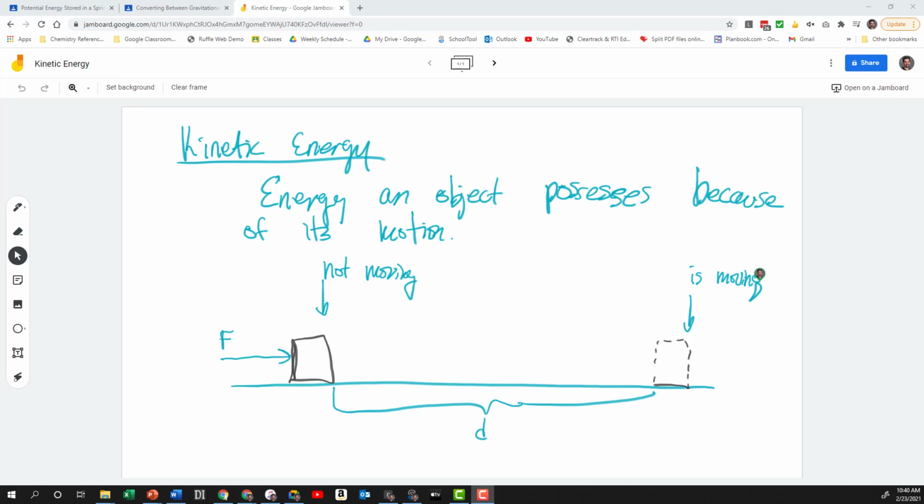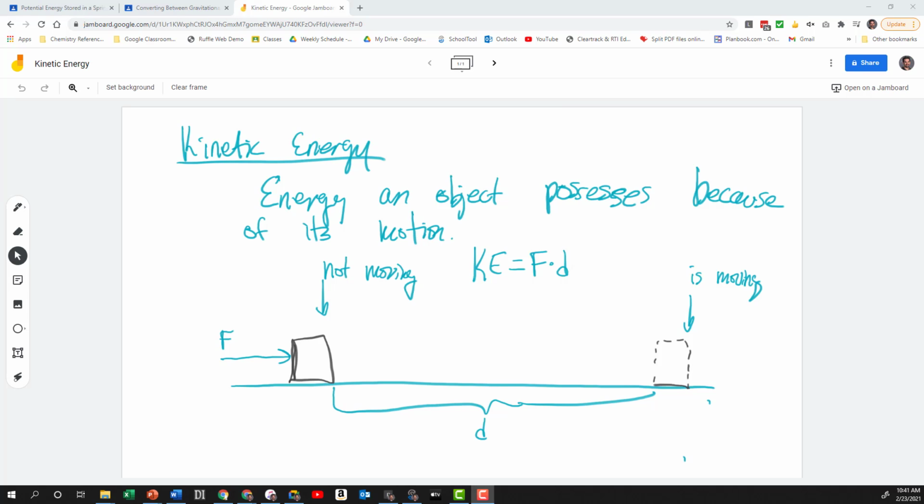Now, the kinetic energy that it has at this second point will be equal to the force times the distance, because that is the amount of work it takes to move it from there to there. It's just as simple as that. Now we're going to put this in terms of simply mass and velocity. So how the heck do we do that?